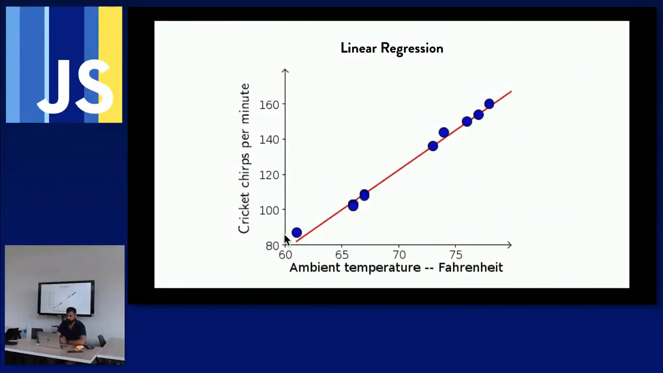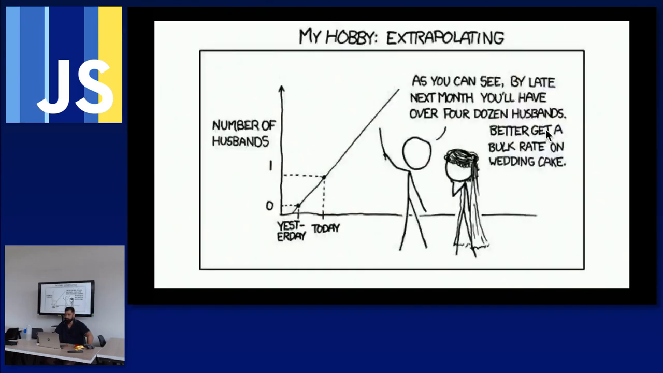So, for instance, this is a famous one: cricket chirps per minute and ambient temperature. That actually has a linear relationship, I suppose up until they die. But up until then, it's a linear relationship. It's famous: the higher the temperature, the more cricket chirps per minute. Extrapolating this data can be a problem sometimes, so you need to take it with a pinch of salt. You need to understand your data to understand where it might have a linear relationship and where it might not.